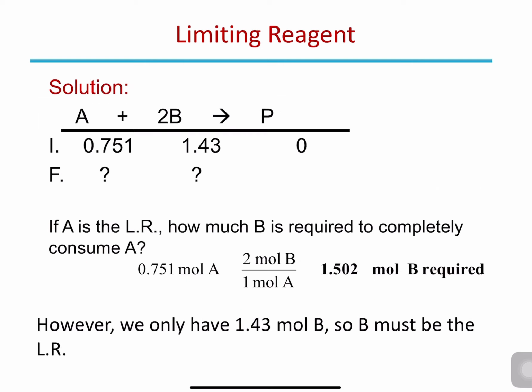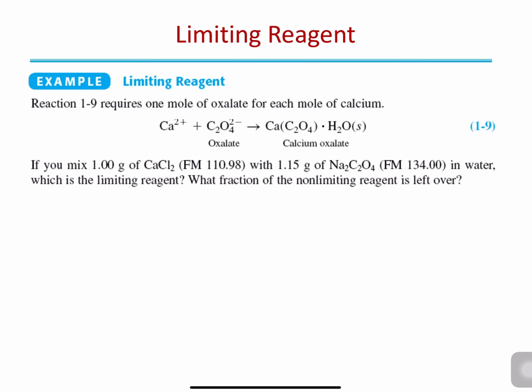So let's have an example to see how we can apply that on a practical example. A reaction between calcium and oxalate to give calcium oxalate is illustrated below. So it's clear from this reaction that 1 mole of calcium will react with 1 mole of oxalate. So if we mix 1 gram of calcium chloride, and this is the molecular mass of calcium chloride, 110.98, and 1.15 gram of sodium oxalate, and this is the molecular mass of sodium oxalate, in water.